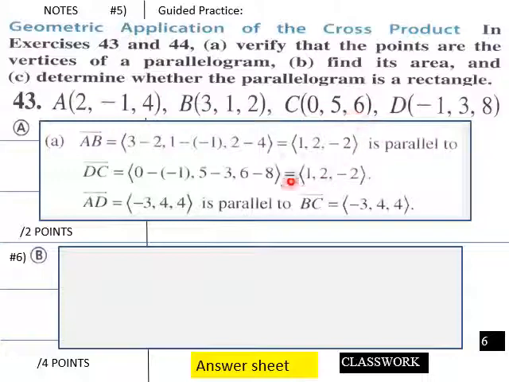Be to plot these. AB is parallel to DC, and AD is parallel to BC. So we have AB, which we're going to assume is parallel to DC, and then AD is parallel to BC. So that's what we come up with there. That's A: verify the points that are vertices of a parallelogram.